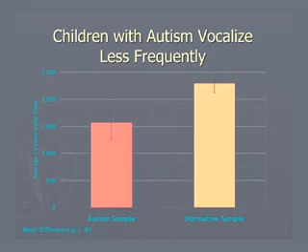Now, in terms of how much the children with autism vocalized, they did vocalize a lot less than the typically developing kids. And that was statistically significant. You can see the difference here. It's visually pretty big, and I'll show you some summary statistics. It adds up to be pretty big as well.